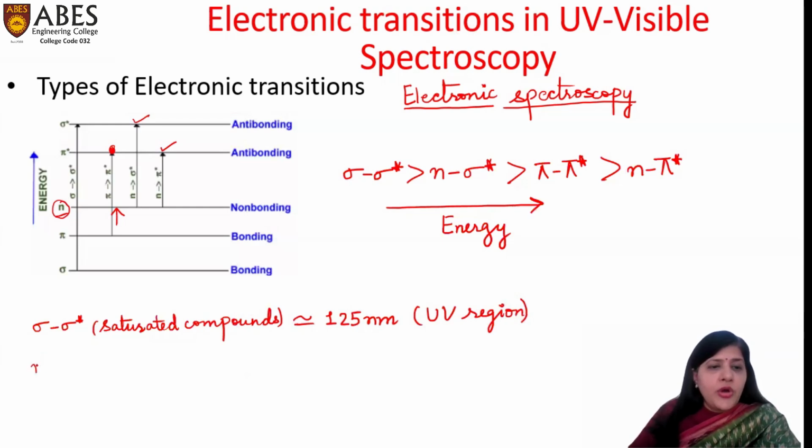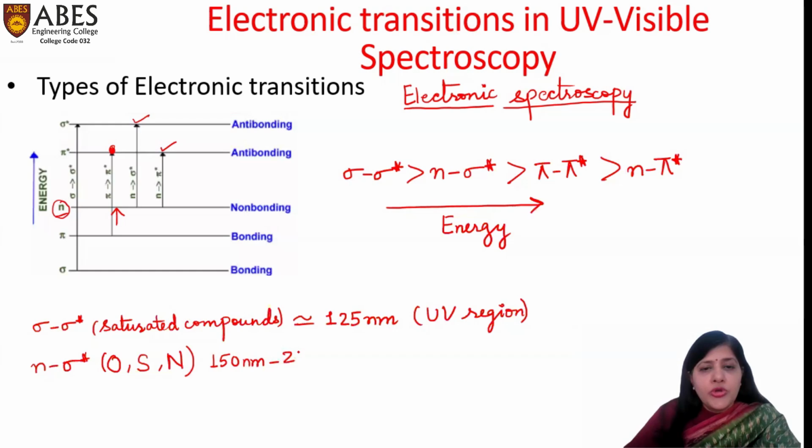Then we have non-bonding to sigma antibonding transition. These transitions are exhibited by compounds which contain heteroatoms like oxygen, sulfur and nitrogen having lone pair, and these transitions fall in the range of 150 nanometer to 250 nanometer. Again, this value corresponds to the UV region. So these are high energy transitions which fall in the ultraviolet region.